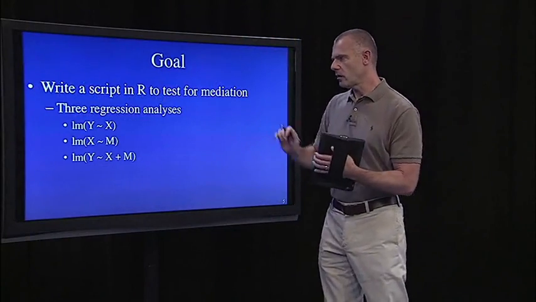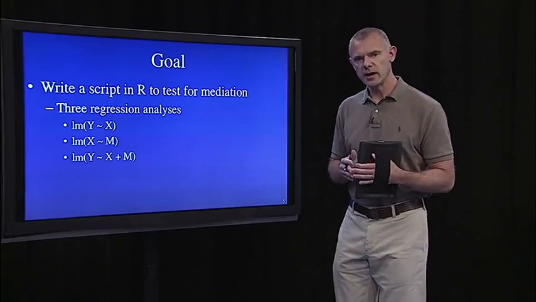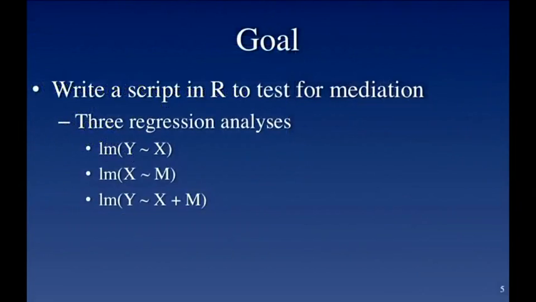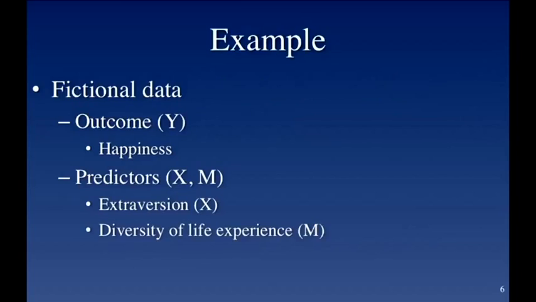Now, with respect to R, we're going to use that LM function again, linear model. That's how we do our regressions. And we're just going to do 3 of them. We're going to do predicting Y from X, predicting X from M, and then predicting Y from both X and M. And as I said, I'm going to use this same example that we've been using all week, where we're predicting happiness from extroversion, and in this example, just diversity of life experience.